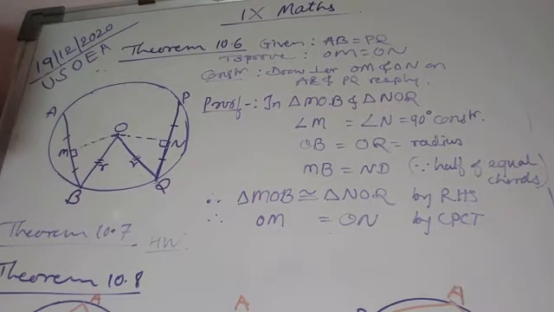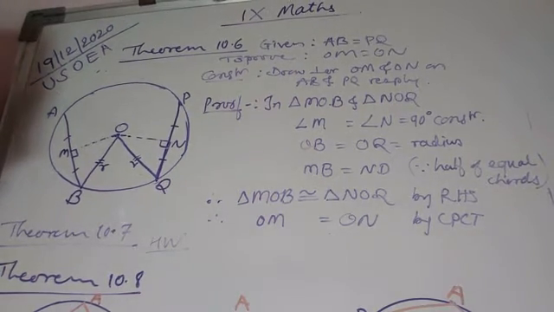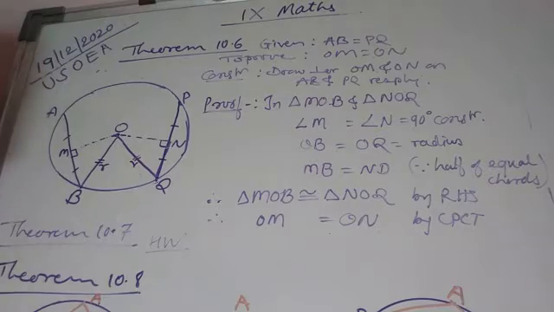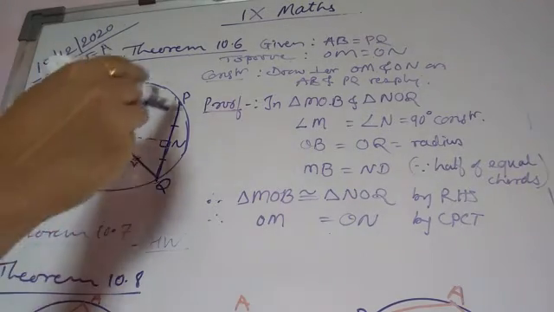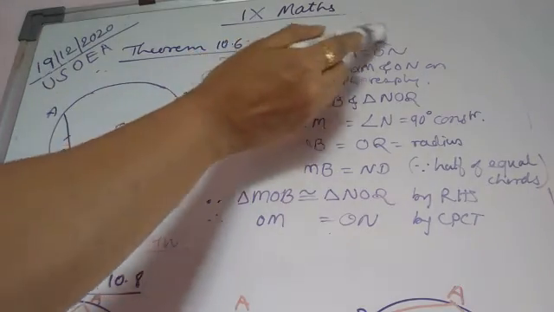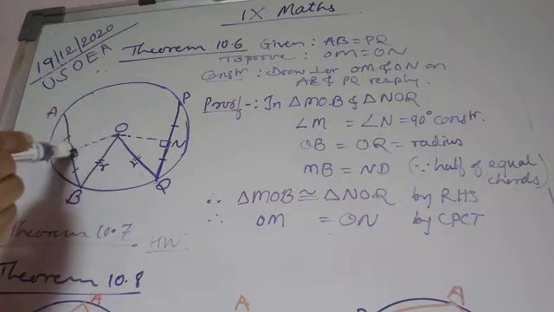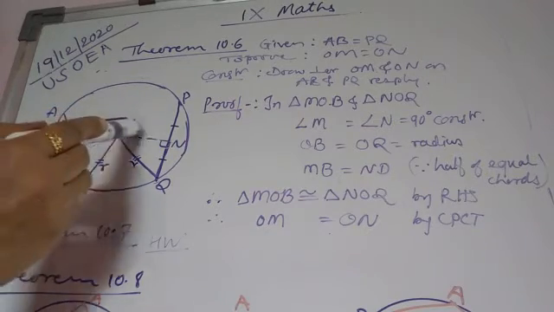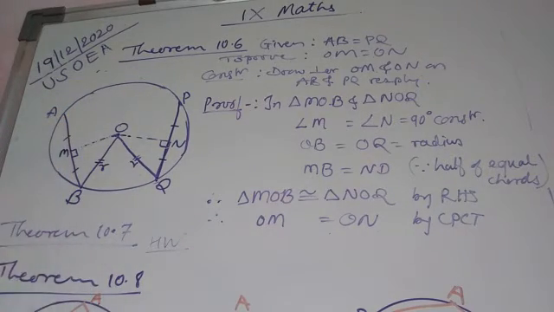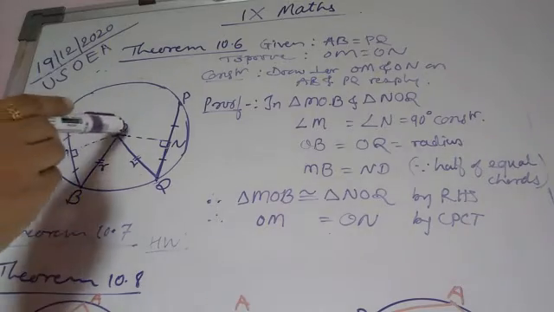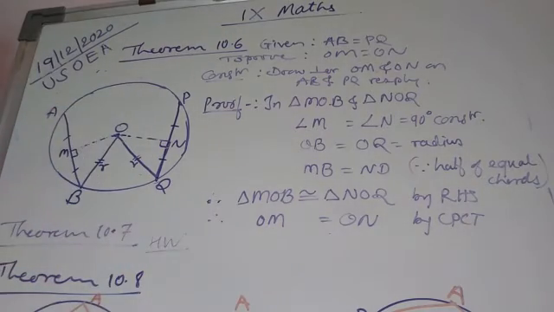Theorem 10.6: Equal chords of a circle are equidistant from the center. It means that the chords are equal, that is given to us. So we have written AB is equal to PQ and we have to show they are equidistant, that is, at the same distance from the center. Distance is always taken as the perpendicular distance because it is the shortest distance.